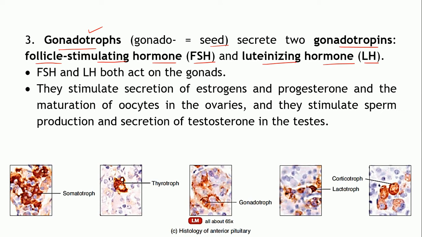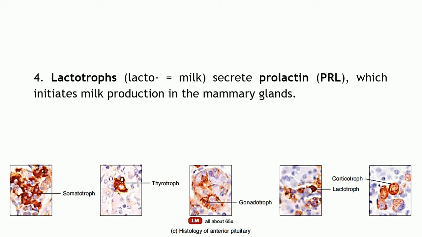So both these hormones, FSH and LH, act on the gonads, that is in the reproductive system. So they stimulate the secretion of estrogen and progesterone. They promote the maturation of the oocytes in the ovaries, and also stimulate the sperm production and secretion of testosterone in the testes. So these are all pertaining to the reproductive system. We will be studying in detail about all these in the reproductive system as well.